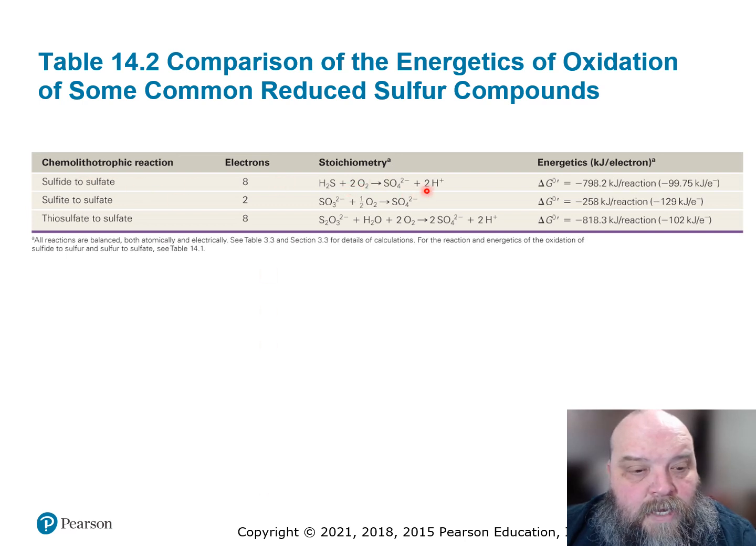Going from sulfide to sulfate, or sulfite, SO3 2-, to SO4 2-, thiosulfate, S2O3, to sulfate, look at how many electrons can be pulled out of that series of reactions, which can then be utilized in carbon fixation. And look how exergonic this series of reactions is. There's a lot of energy here in the sulfur-containing compounds.